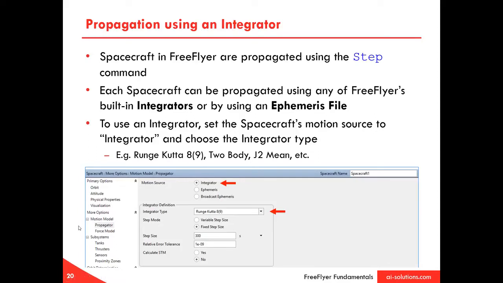Every spacecraft that you add into your FreeFlyer mission plan can use a different propagator if you want it to. You just select for that spacecraft object the motion source, whether it's an integrator or a type of ephemeris. And then when you're using an integrator, just specify the integrator type. The default is the Runge-Kutta 8.9, which is the highest accuracy integrator in FreeFlyer, or you can choose a simpler model like a 2-body or J2 mean analytic propagator.